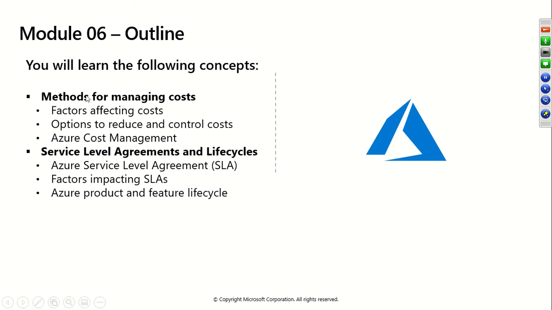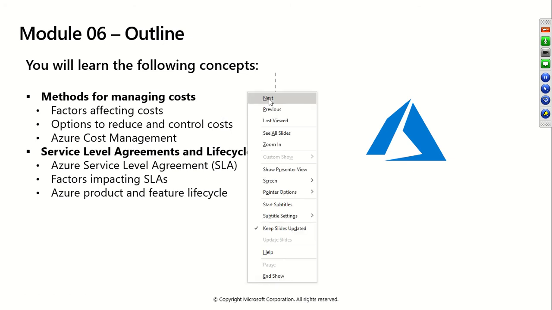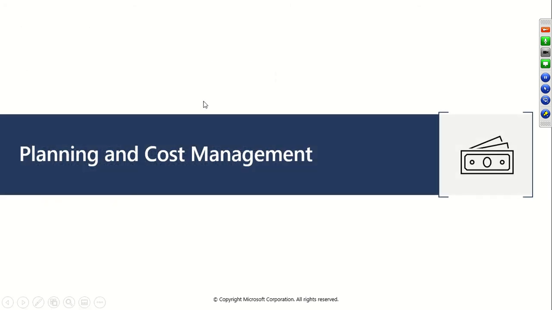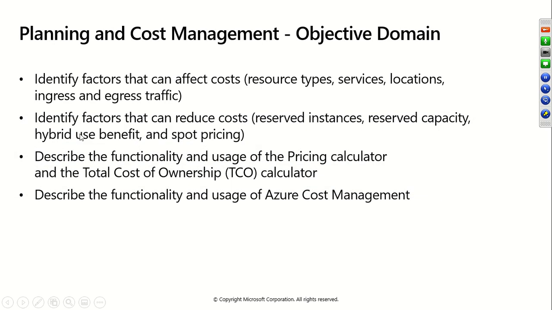So we will look at different methods for managing costs. How can you manage costs? What are the factors that affect costs when you are in the cloud? Also, we look at the different SLAs that you can work with to know the probability that my service in the cloud can go down. The probability can be 0.0001 depending on the different services you are using. So let's look at planning and cost management.